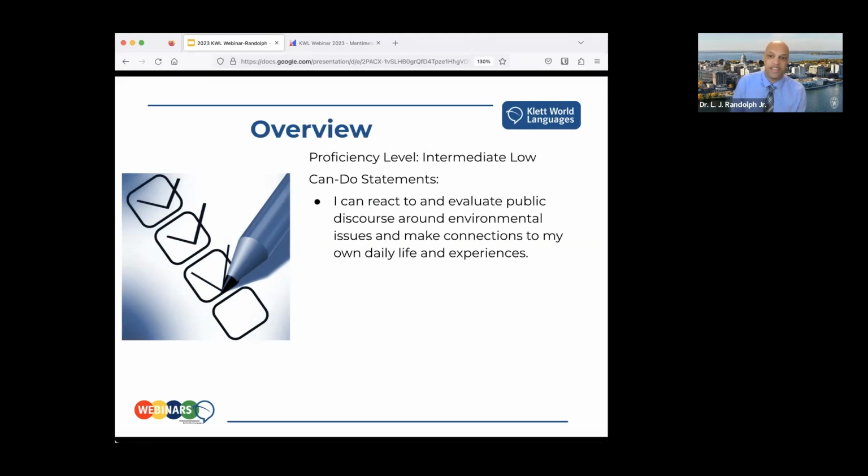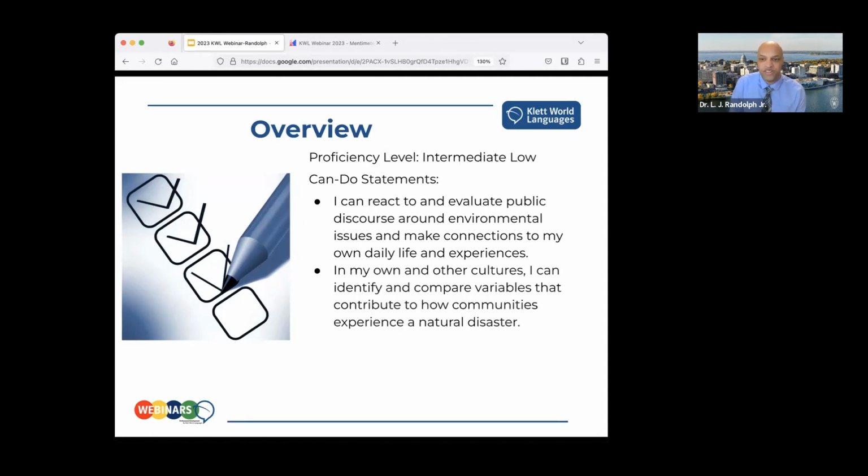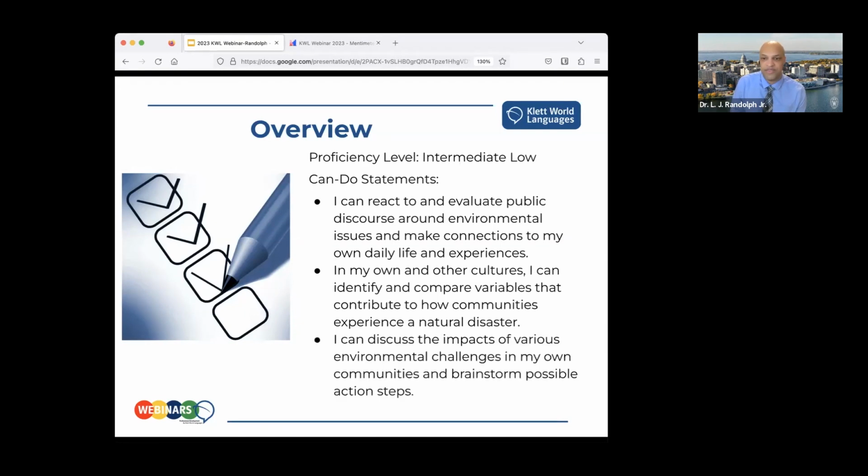around these issues. I can identify and compare variables that contribute to how communities experience a natural disaster. I can discuss the impacts of various environmental challenges in my own communities and brainstorm possible action steps.